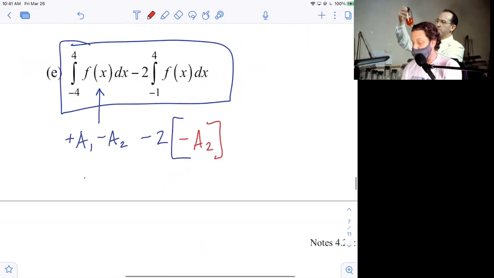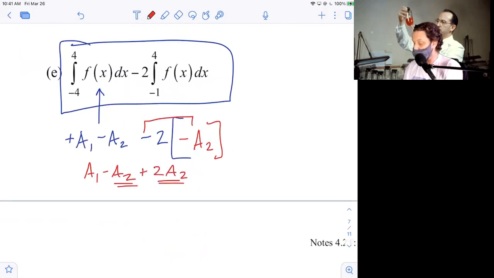Now, if we simplify this, we get a sub 1 minus a sub 2. A negative times a negative is a positive. And now we can combine like terms. 2 of those minus 1 of those leaves 1 of those. And the answer is a sub 1 plus a sub 2.